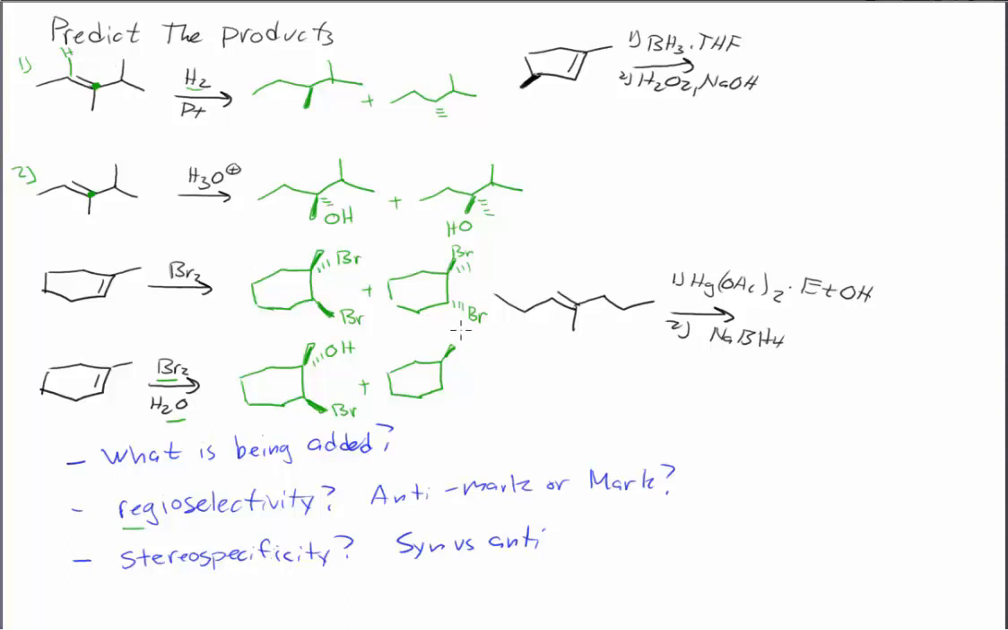It's called a hydrohalogenation. So again, I've created 2 enantiomers here. So we'll call this number 5 up here.